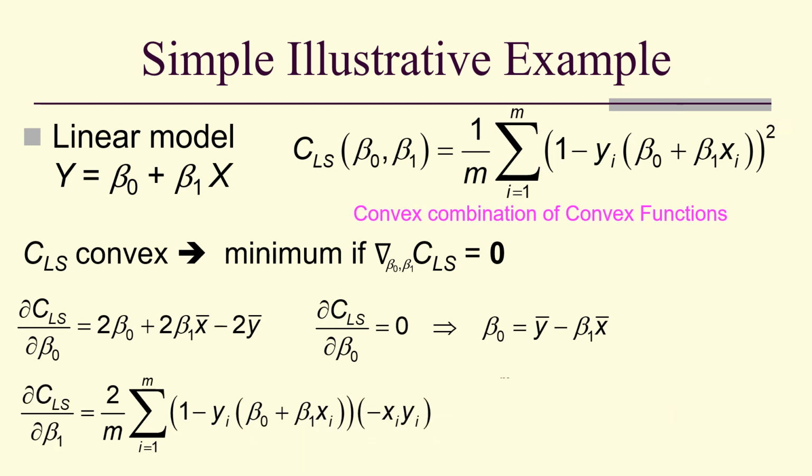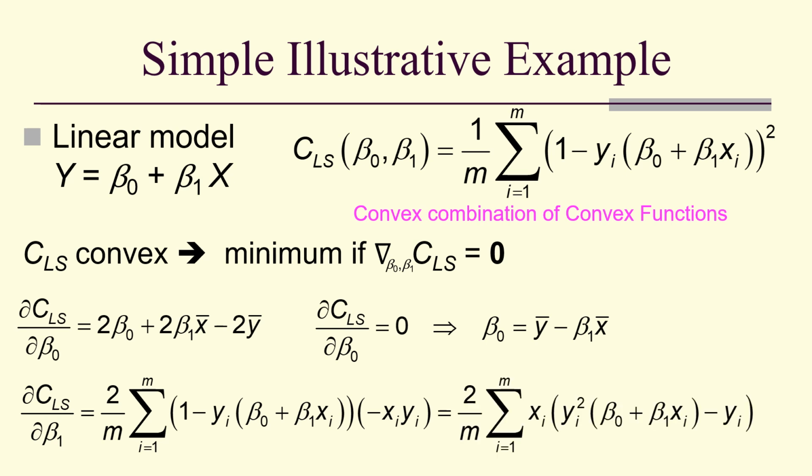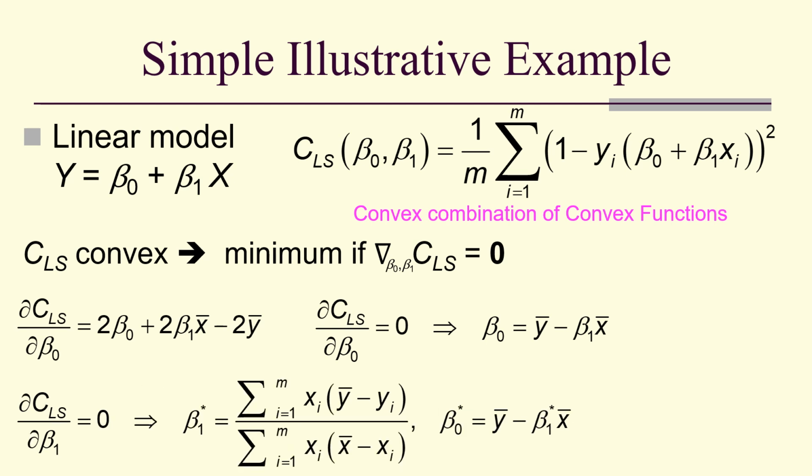Now let's take the derivative with respect to beta 1. Once again, we have the chain rule, negative x_i y_i, and we expand out. We've got another y_i squared. We also got a beta naught we can substitute for, which gives us this expression. Do a little bit of algebra. And then we can see that it's equal to 0 when beta 1 star is equal to this summation over the x_i's times (y bar minus y_i's) over the summation of x_i's times (x bar minus x_i's).